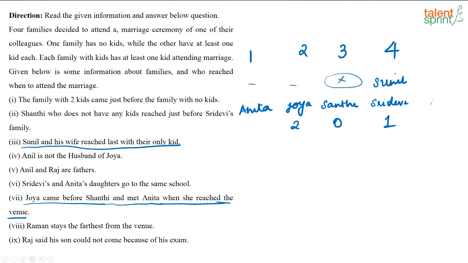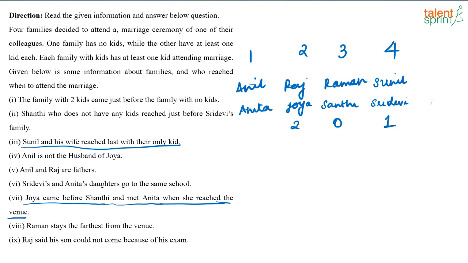Now they have also mentioned that Anil is not the husband of Joya. So who is the husband of Joya? It has to be Raj, and this has to be Anil. So if this is Raj and Anil, who is the husband of Shanti? Raman is the husband of Shanti. Then it is said that Raj said his son could not come because of his exam.